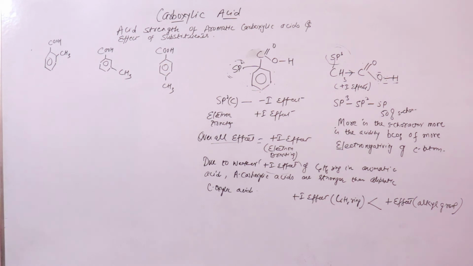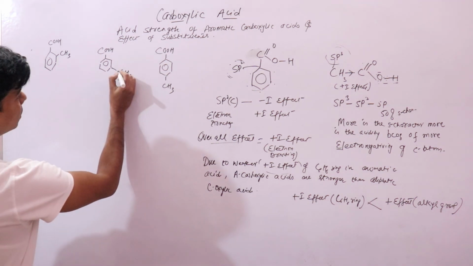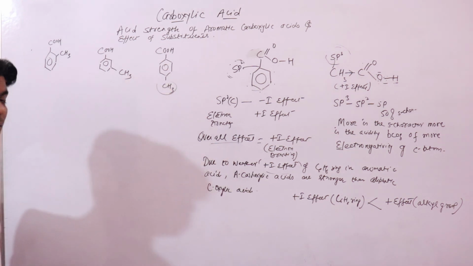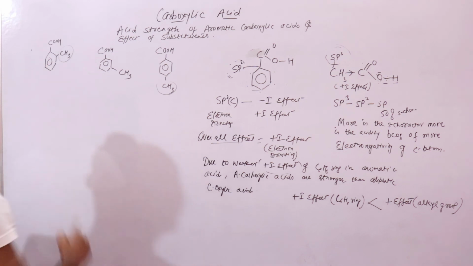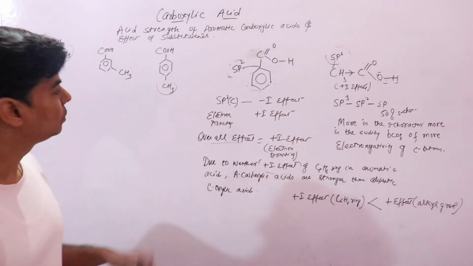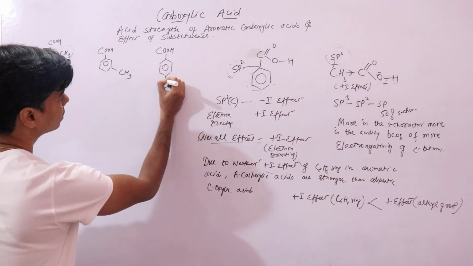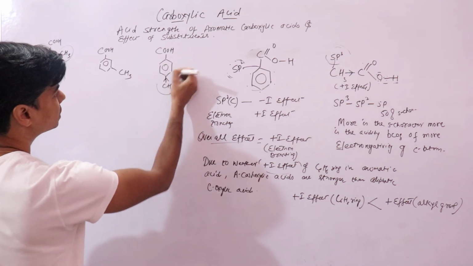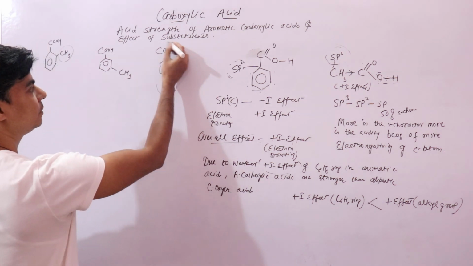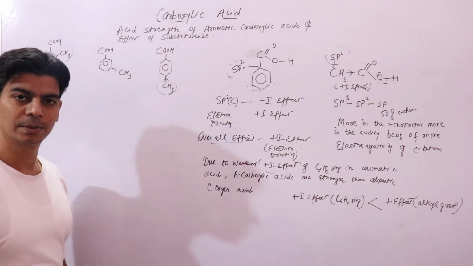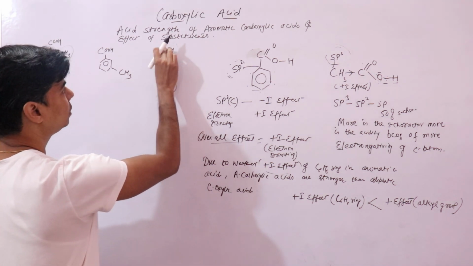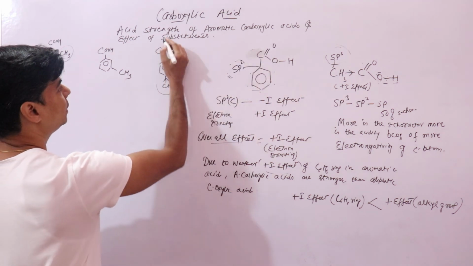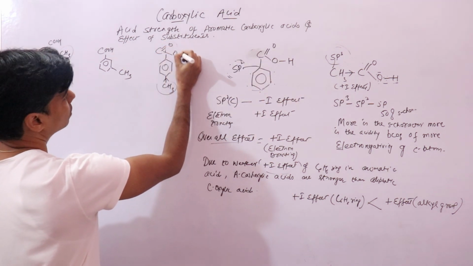So we know that methyl group is an electron releasing group, right? Since it is an electron releasing group, it will release electrons towards the benzene ring or towards the carboxyl group. When it releases electrons, it will make this OH bond a stronger bond.